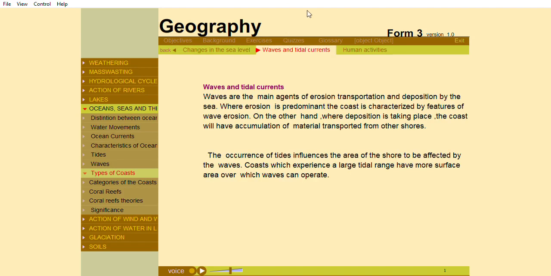Waves and tidal currents. Waves are the main agents of erosion, transportation and deposition by the sea. Where erosion is predominant, the coast is characterized by features of wave erosion. On the other hand, where deposition is taking place, the coast will have accumulation of material transported from other shores. The occurrence of tides influences the area of the shore to be affected by the waves. Coasts which experience a large tidal range have more surface area over which waves can operate.